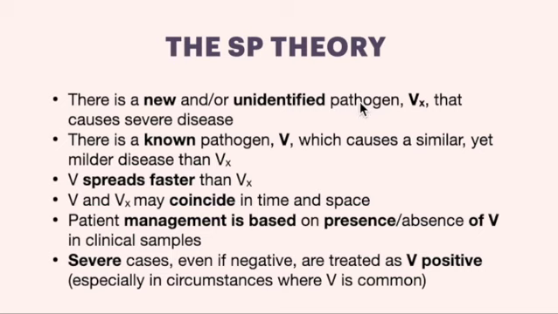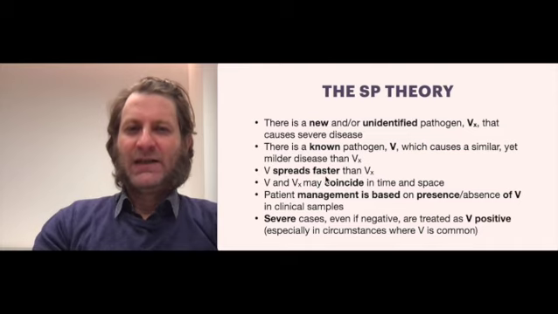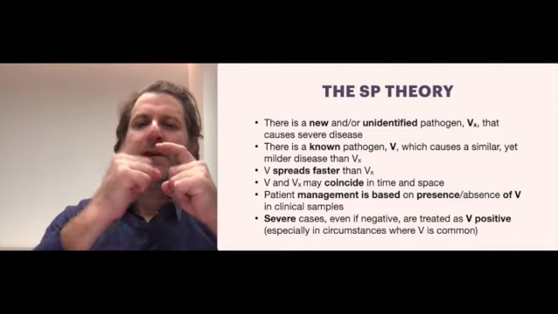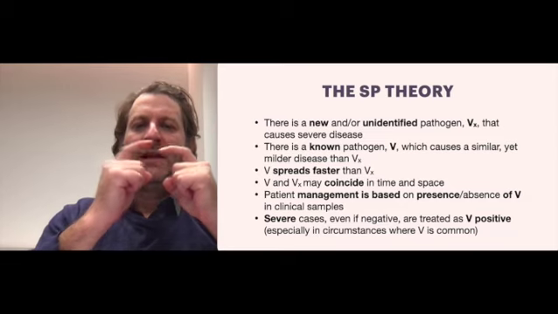So they can be confused. This V virus, which is known, also spreads faster than VX. So VX is more lethal and V is more transmissible. V and VX coincide in time. So the wave of V overlaps with the wave of VX in some location.